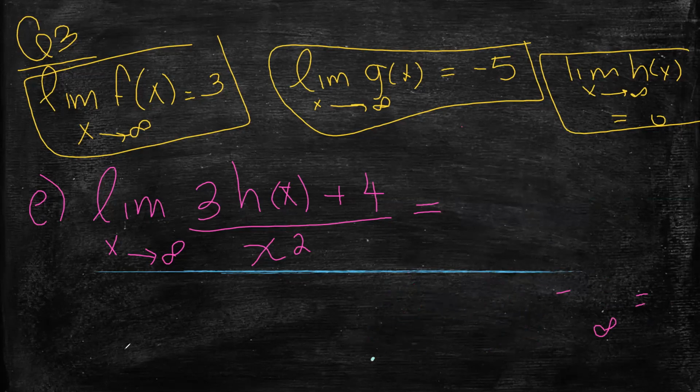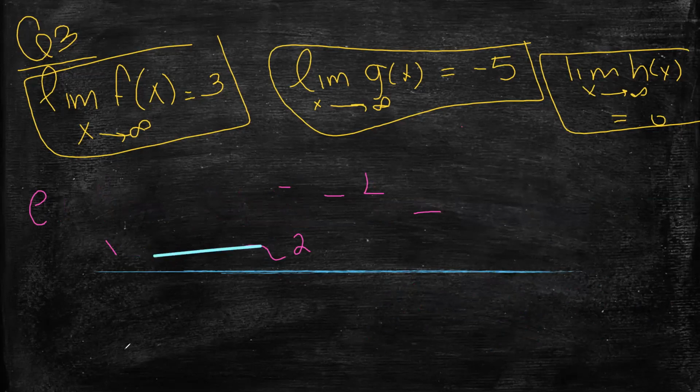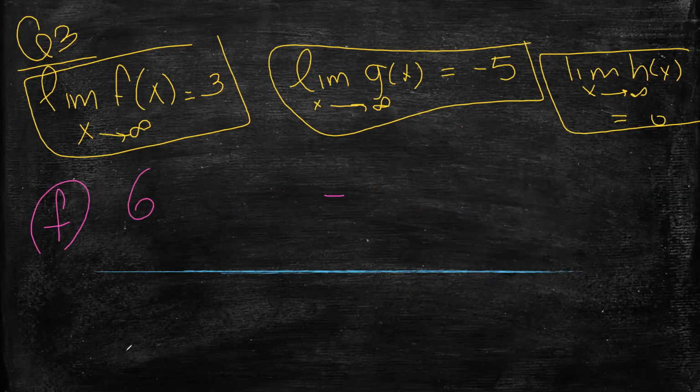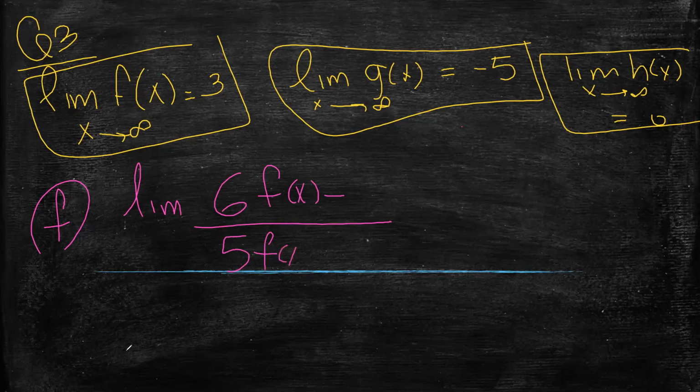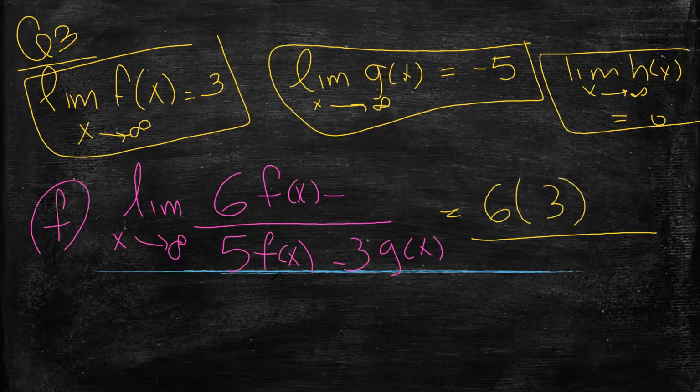Now the last one. Najd. In F here, we have limit 6 f of x over 5 f of x minus 3 g of x when x approaches infinity. 6 times 3, over 5 times 3 minus 3 times negative 5.